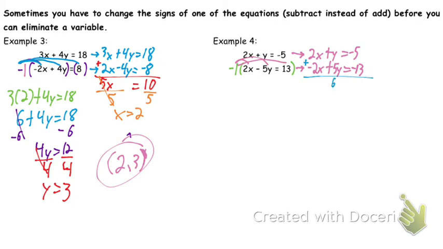y plus 5y is 6y. Negative 5 plus negative 13 is negative 18. So now we just divide by 6.